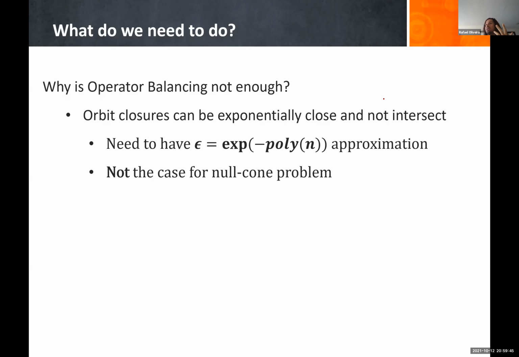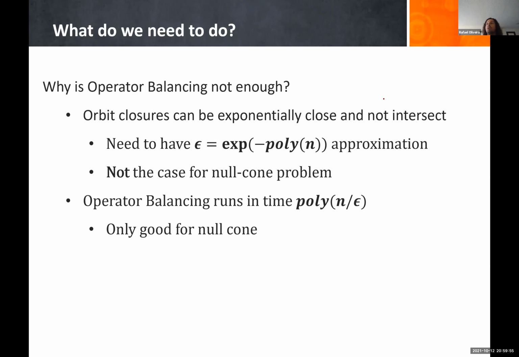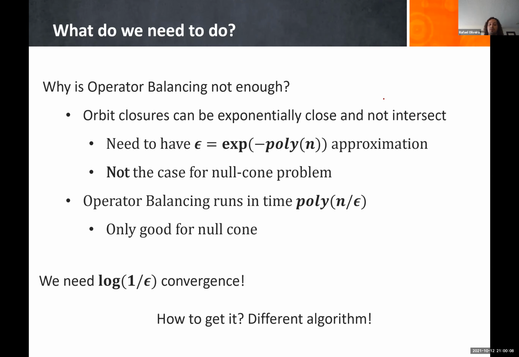And this was not the case for the null cone problem. As you saw, we can take epsilon to be 1 over n squared, for example. And again, operator balancing runs in time poly n over epsilon. So this is only good for the null cone. So we need an algorithm that gives us log 1 over epsilon convergence. Then we go polynomial again. But for that, we need a different algorithm, right?